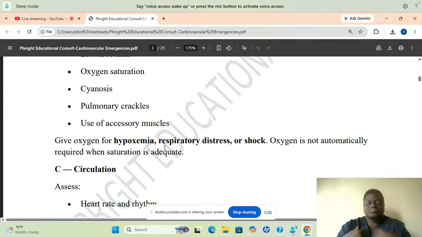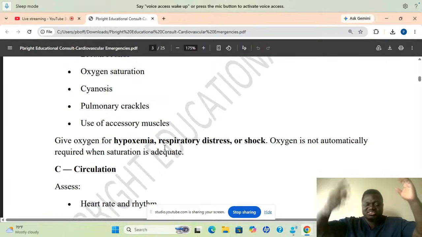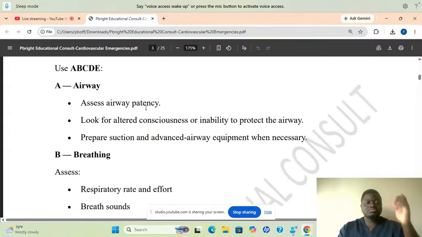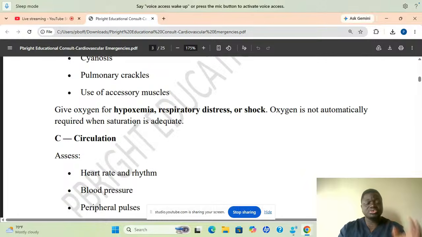So you can connect the monitors and it will do all your vitals, check everything for you. You check there is a pulse, you check for GCS, AVPU, alert, and all those things. With the breathing aspect, if there is any breathing issue, let's say hypoxemia, respiratory distress, or shock, give your oxygen. But if there is none, oxygen is not automatic to give, especially when saturation is adequate. Don't rush to give a patient oxygen.